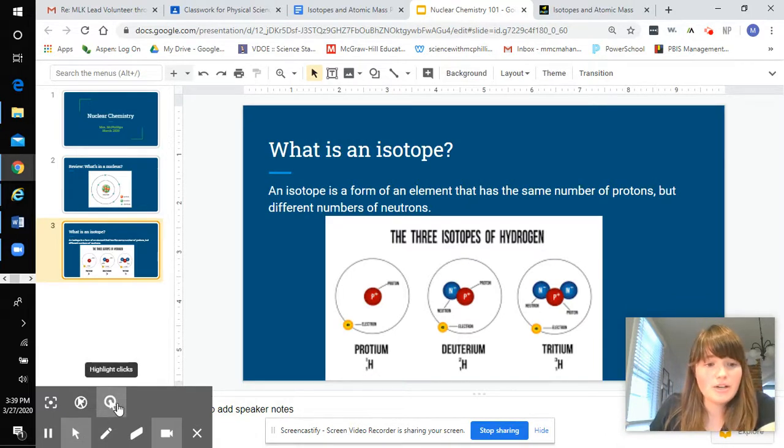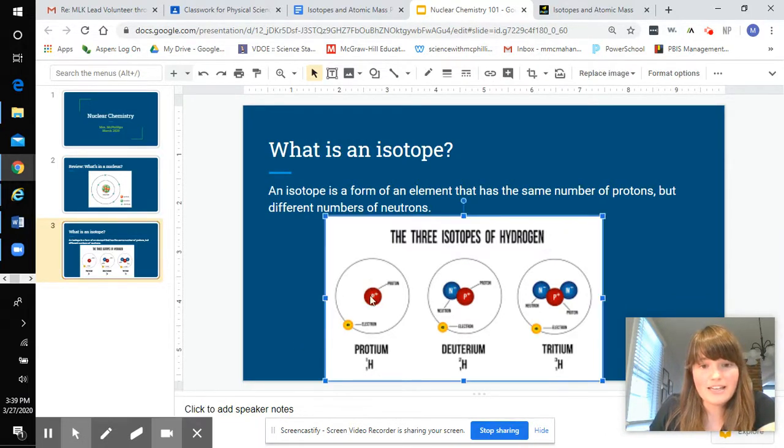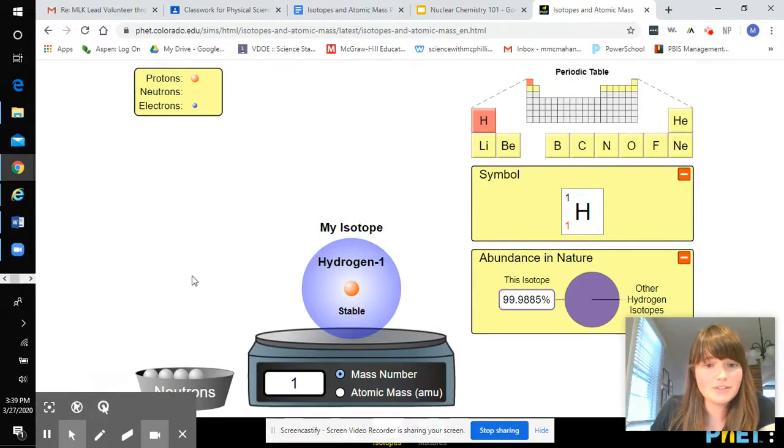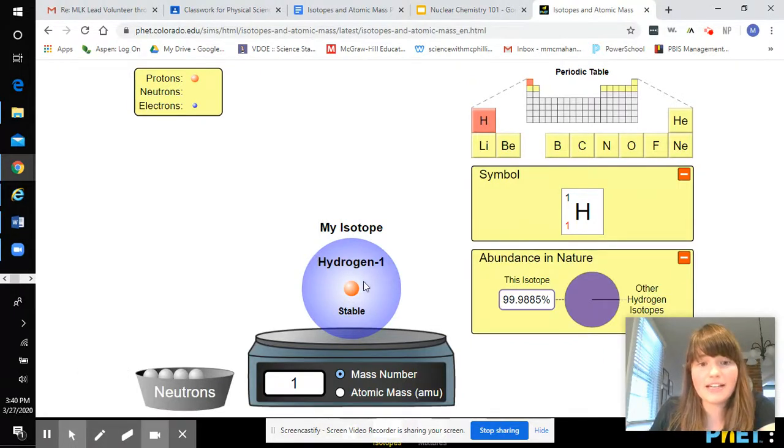Our first, protium right here, has 1 proton and 0 neutrons. Then deuterium has 1 neutron and tritium has 2. I do want to show this to you on a simulation that we're going to do today called Isotopes and Atomic Mass. So I'm going to click over to my simulation, and you can see here that the default is hydrogen 1. Hydrogen 1, the symbol over here shows you have the atomic number of 1, and you've got a mass of 1 as well. It says here that it's stable, and it's only got 1 proton.